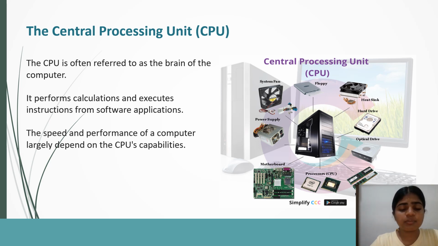The parts of computer. The CPU. CPU means central processing unit. The CPU is often referred to as the brain of the computer. It performs calculations and executes instructions from the software applications. The speed and the performance of a computer largely depend on CPU capabilities. As you see, the system fan, power supply, motherboard, processors, optical drive, hard drive, and heatsinks are the parts of the CPU.